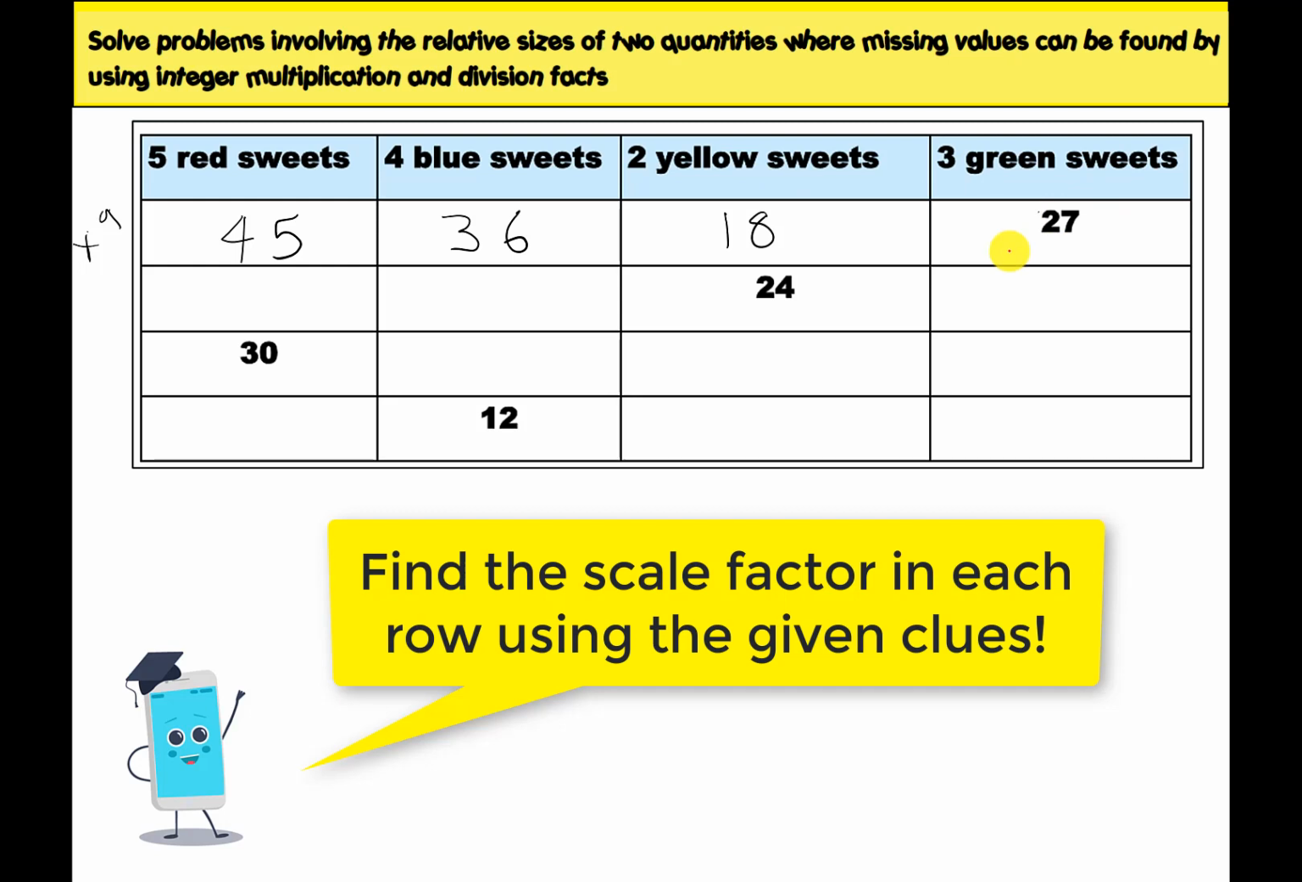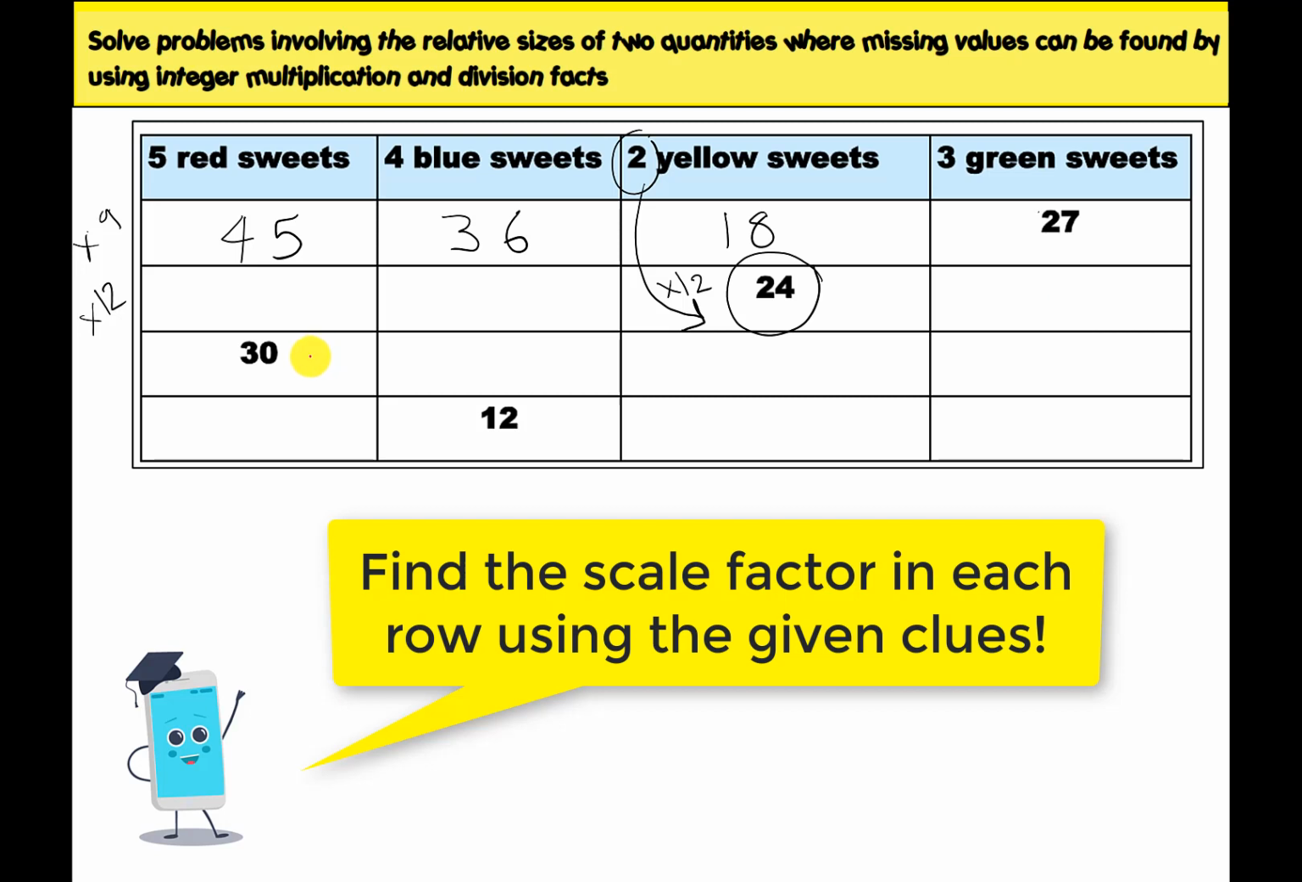So for your next row, you have this information. So we can compare it to the original here. What is my scale factor if I started at 2 and ended on 24? What did I multiply by? I multiplied by 12, which means in this row, you need to multiply everything in the header, 5 red sweets, 4 blue sweets and 3 green sweets, by 12 and fill your answers in here.